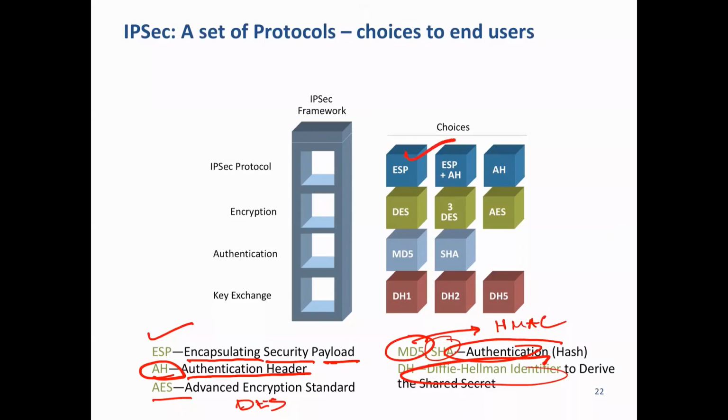So you have ESP or AH. Basically, with ESP plus AH you can do both encryption and authentication. Now, it also provides an encryption-only scheme, but it's not very popular. Then you can choose DES, 3DES, or AES for symmetric key encryption. Then for authentication you can choose MD5 or SHA. For key exchanges, there are various protocols. Versions of Diffie-Hellman are available: DH1, DH2, DH5. You can choose any one of these.